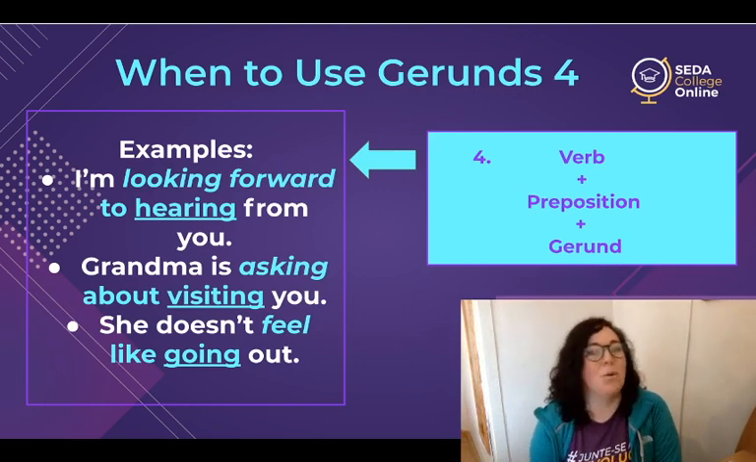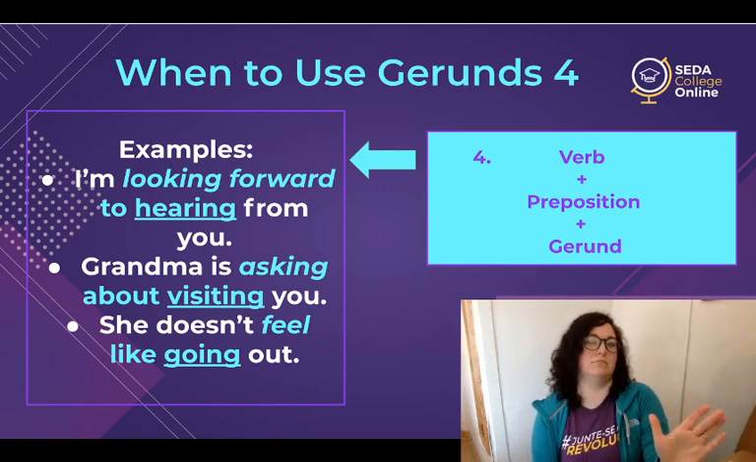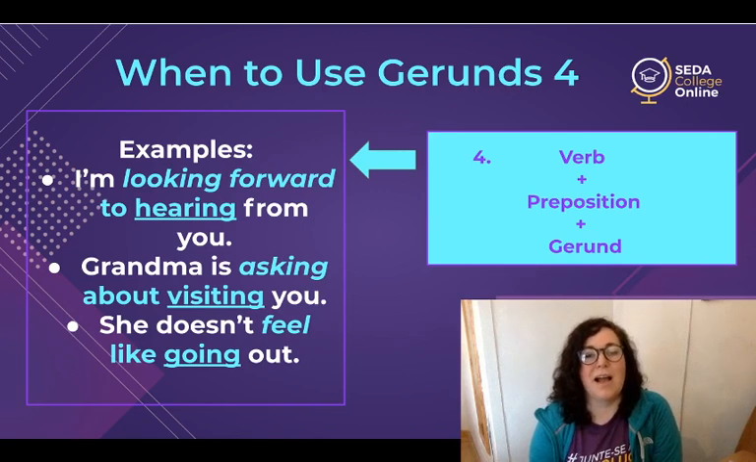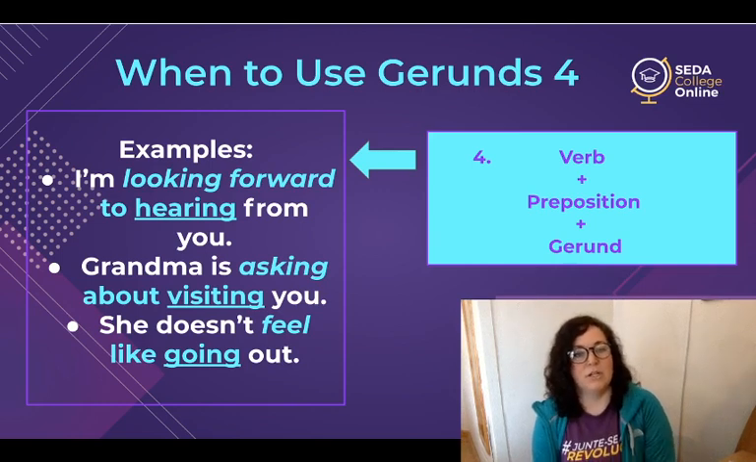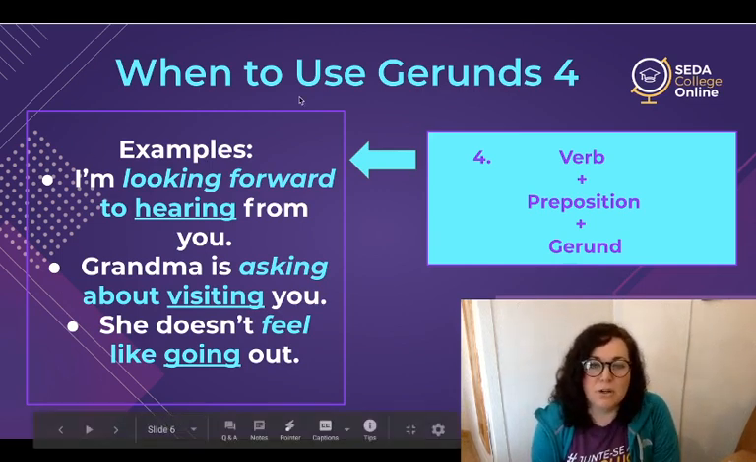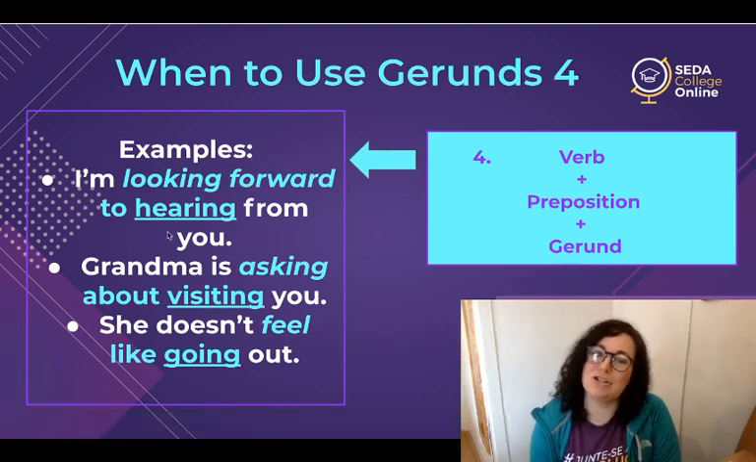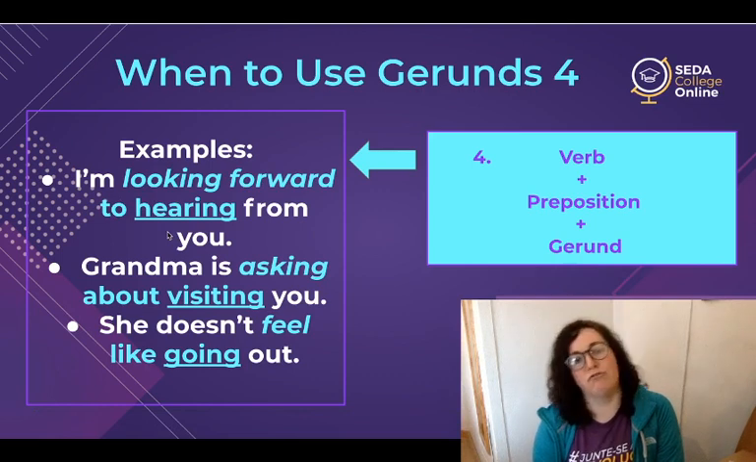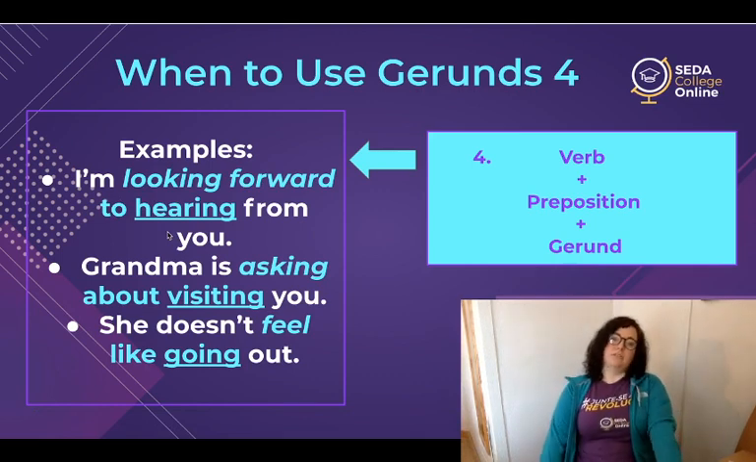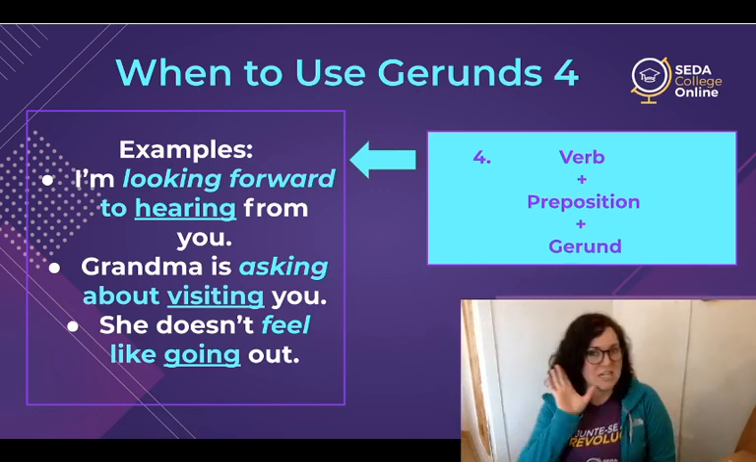And remember, once you get used to it, you're not even going to be thinking about the formulas. You're just saying it, okay? So, I'm looking forward to hearing from you. Example, we've got looking forward. That's the first verb here. Then we got the preposition to. And then we got another verb in the gerund. So, I'm looking forward to hearing from you.